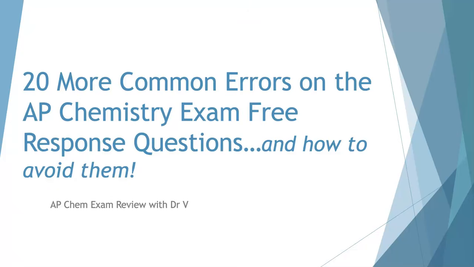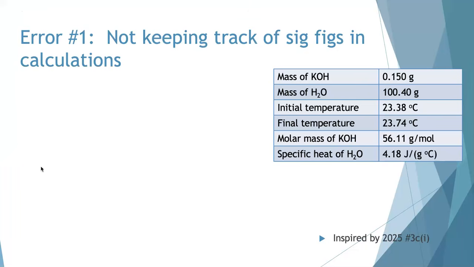In this webcast, we're talking about 20 more common errors that we see on AP Chem free response questions, and more importantly, how to avoid them. The first common error that I want to talk about is SigFigs in calculations. Now, your teacher probably focuses on this a lot. We all do. But it was a real issue on the 2025 exam, question 3, part C, part 1.